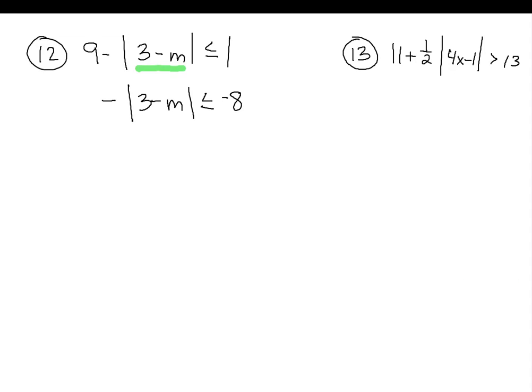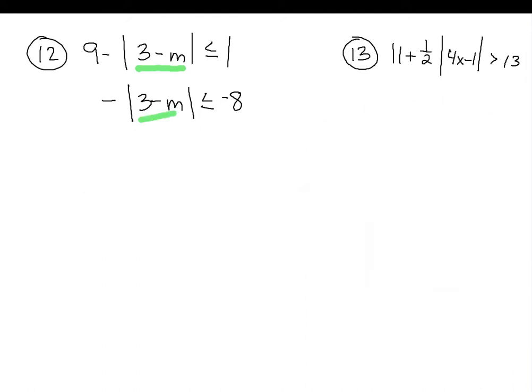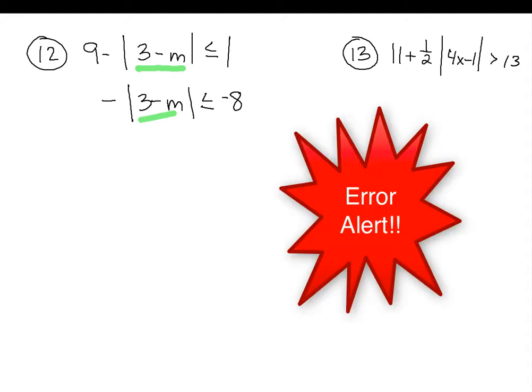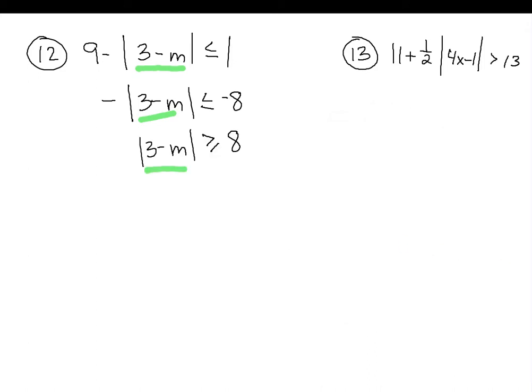Now when you move to the second line, you're going to just subtract 9 on both sides, and I'm sure everybody did okay with that, but just be really careful that you don't forget the negative sign out in front of the absolute value of 3 minus m. Now what we're going to have to do to get rid of that negative sign is multiply both sides by -1. Now in doing that, don't forget, flip the inequality symbol. So now after doing that, we've got the absolute value piece, our blob, in this case the absolute value of 3 minus m, all by itself on the left-hand side, and that's greater than or equal to +8.